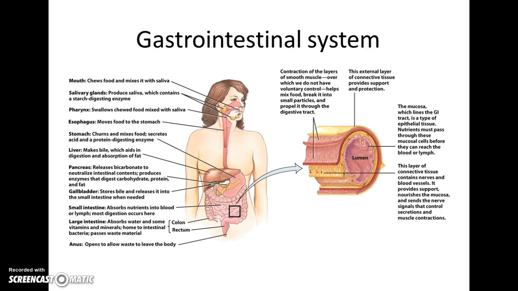So if we look at our digestive system or our gastrointestinal system, we have two different parts of this system. We first have our GI tract, which is what food actually passes through, and you could think about the food that passes through the GI tract never actually enters the body.